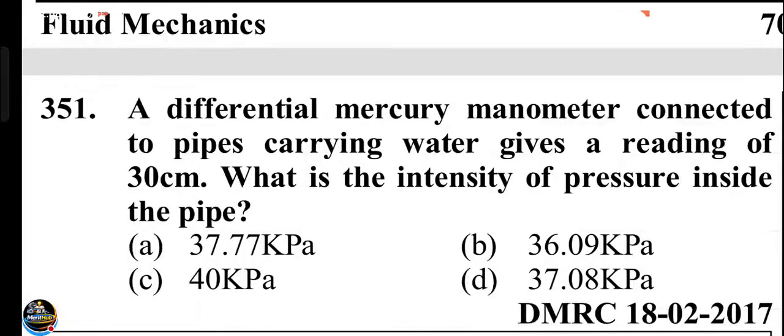This session is very important for those students who are preparing for SSC JE, RRB JE, and AE JE on the basis of mechanical engineering. In this session, I will discuss the previous year most important questions.